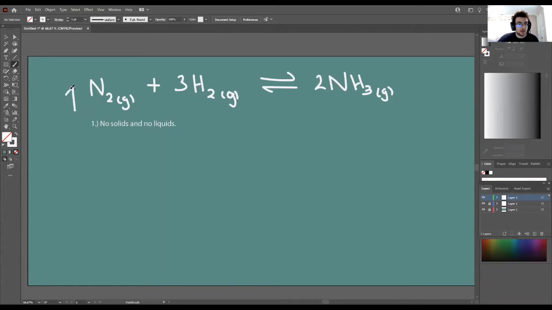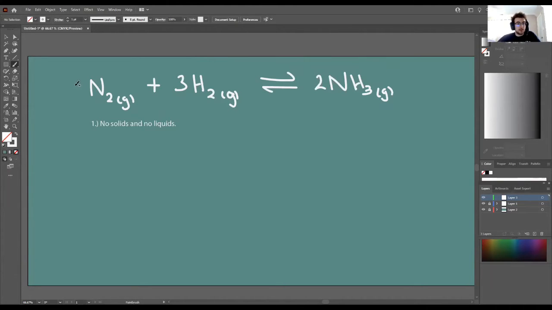So whenever you increase the concentration of any side from the reactants, it'll shift the equilibrium to the right, and that's because the extra concentration that we added needs to be used up. So if you increase N2 or H2, it'll shift right. If you increase NH3, it will shift left to the reactants.